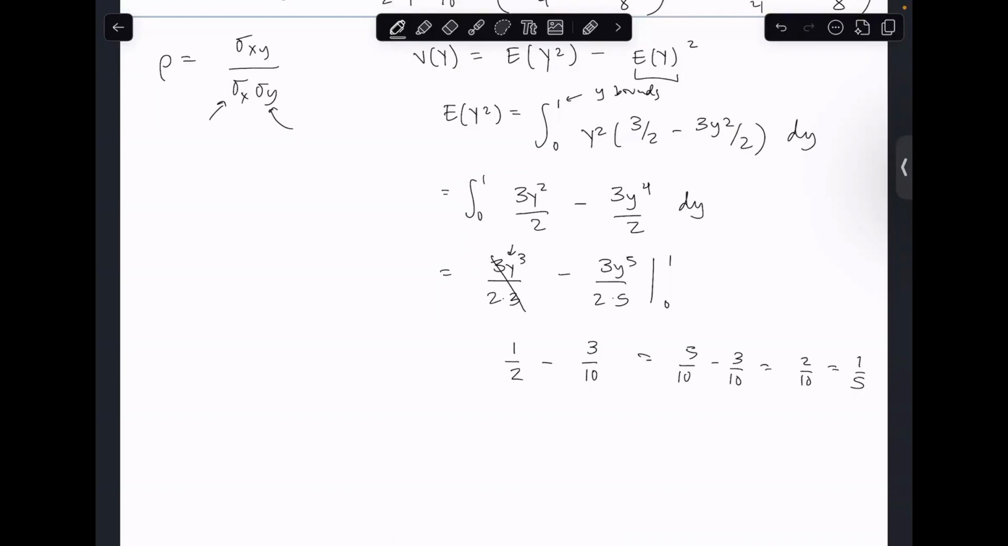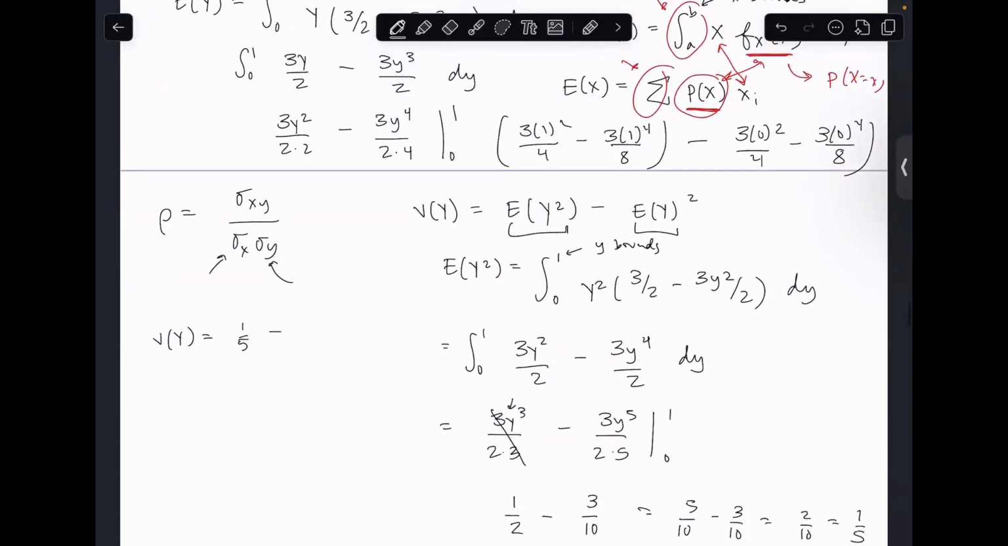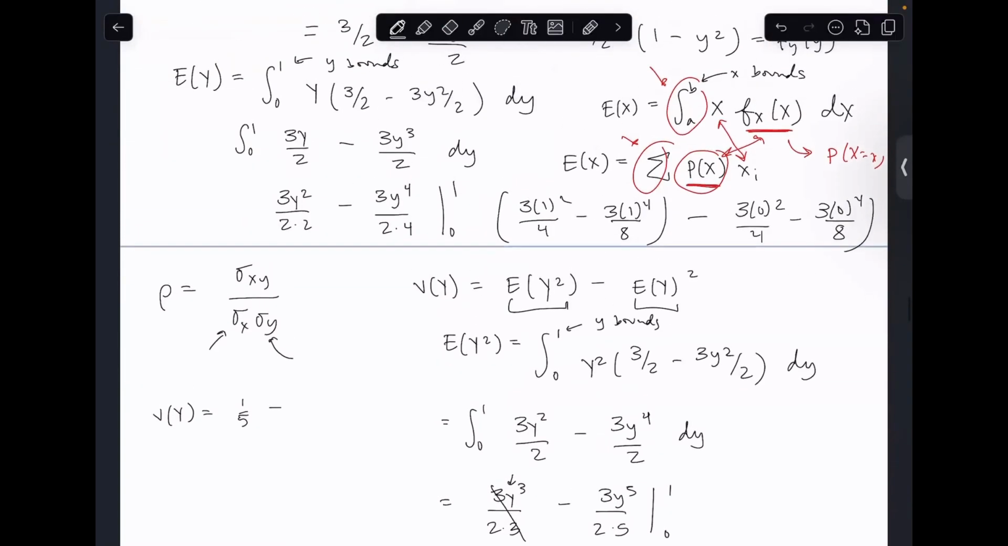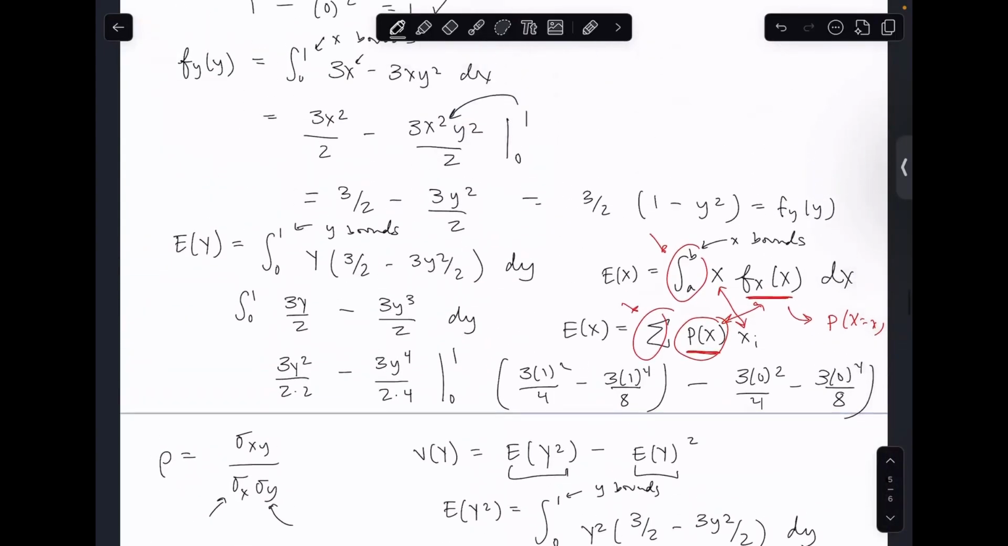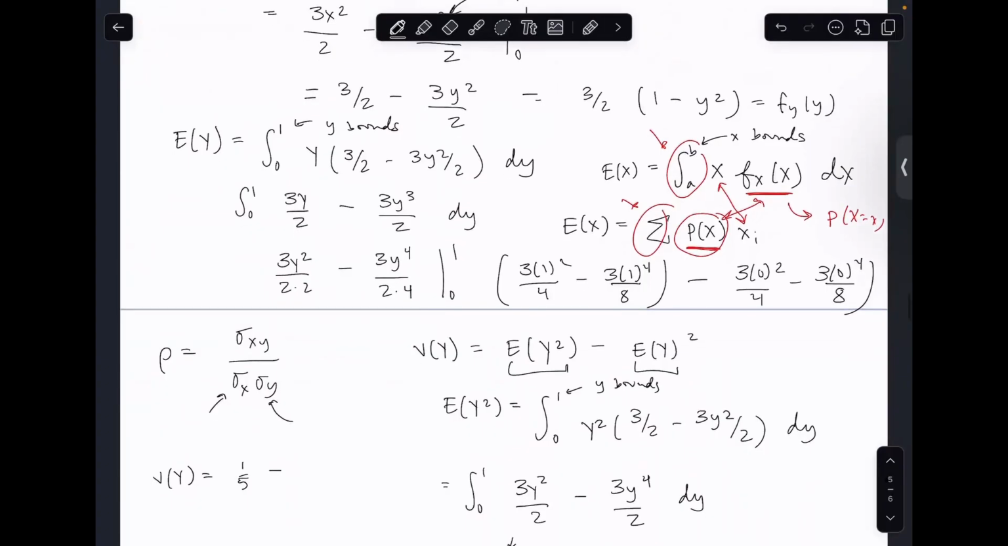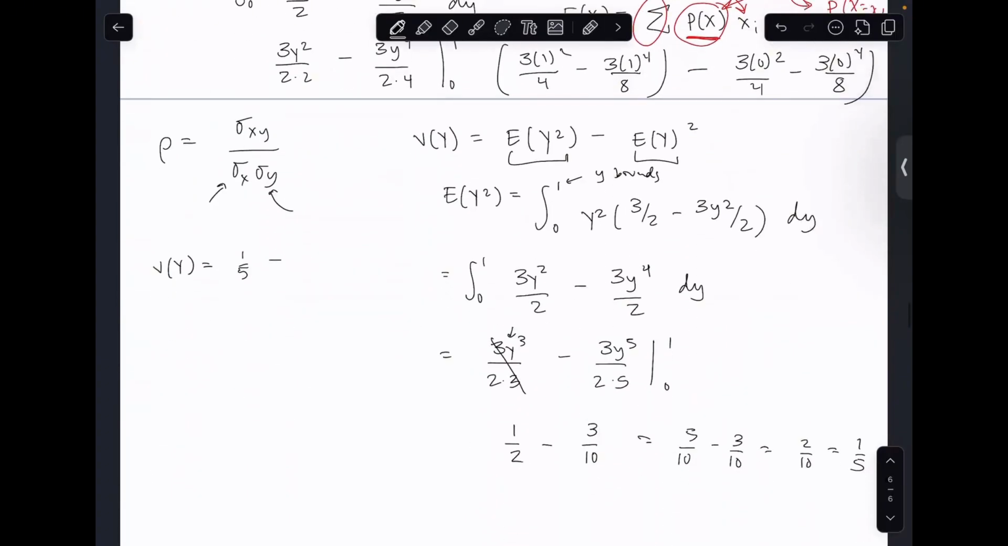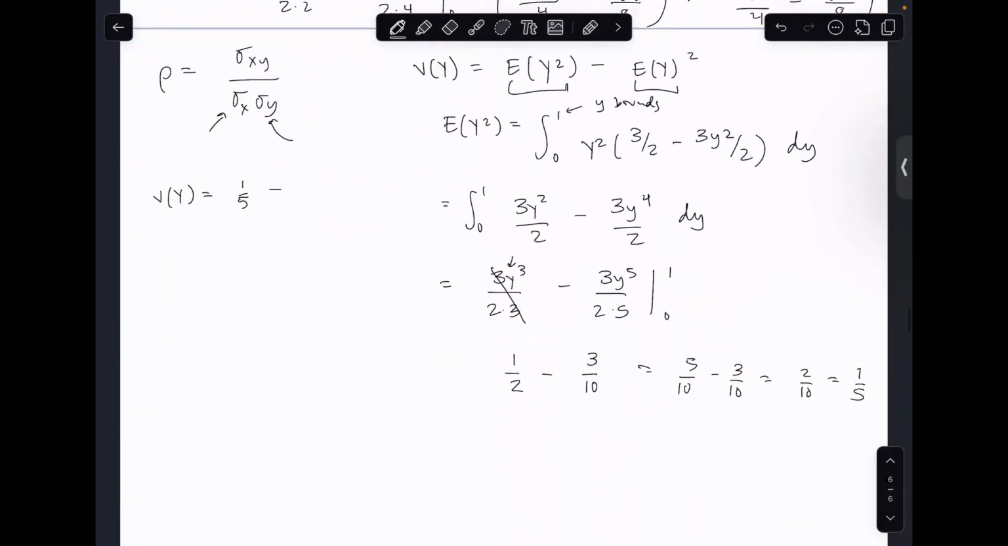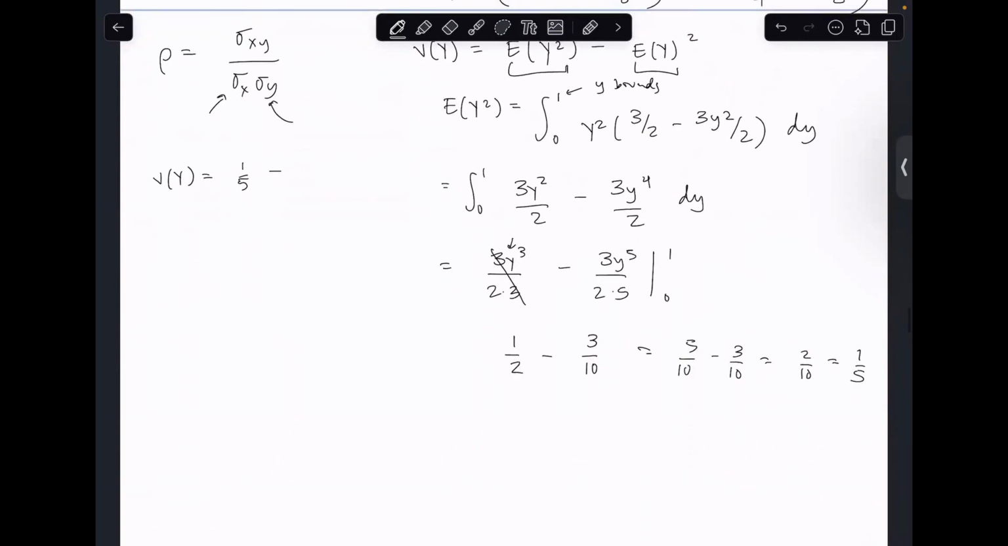So I have my variance, or no, not quite. Also a common mistake. Even I almost forgot, right? We found this, not our variance. So if we go back to our variance, it's going to equal 1/5 minus whatever we found over here. What is our expected value of y? I think it's 3/8, right? Is that what we said? Yes. It's equal to 3/8 squared.